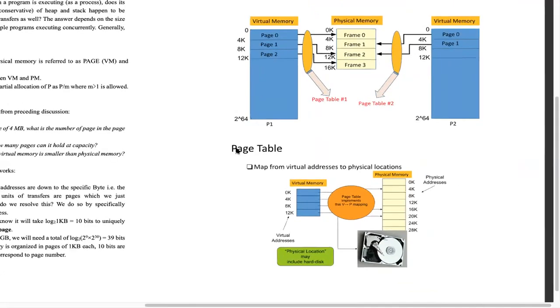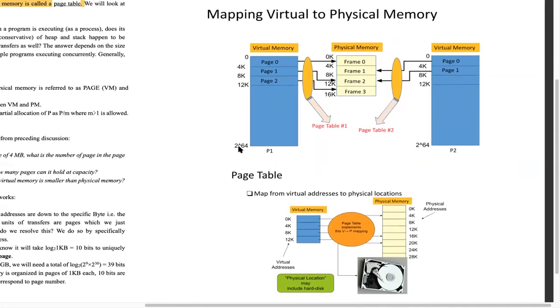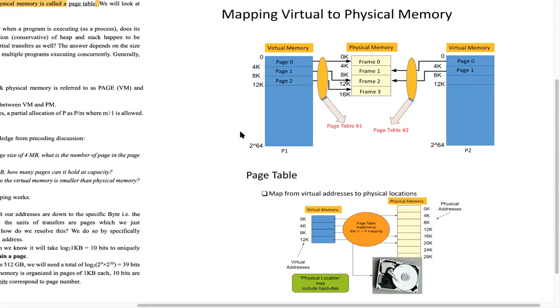Okay. So is this clear? So our job in this chapter is now to understand how this memory mapping scheme works. Given a virtual memory address, how would we know what part of your physical memory it's getting mapped to? That is the process we are going to understand with some examples.